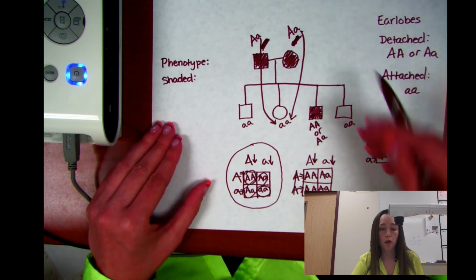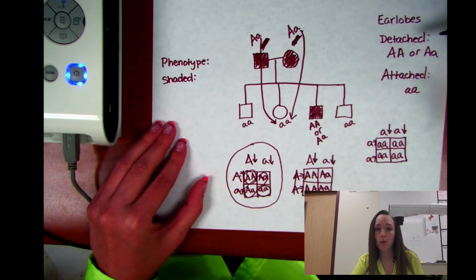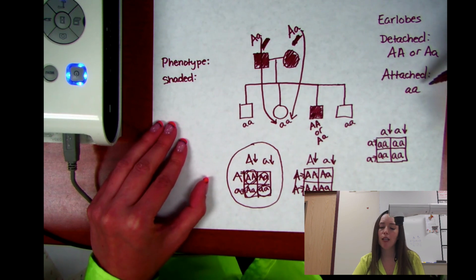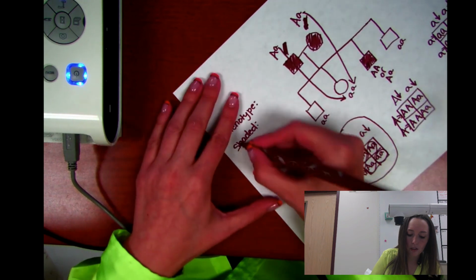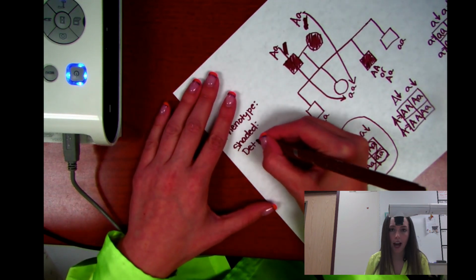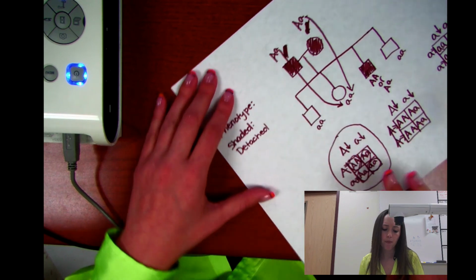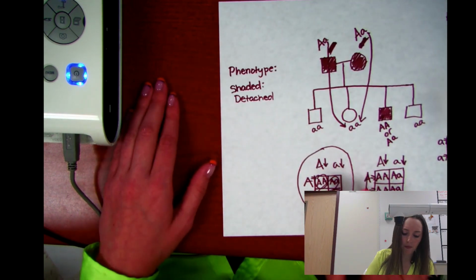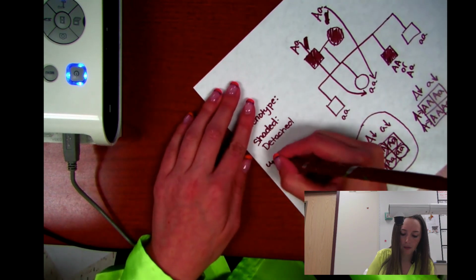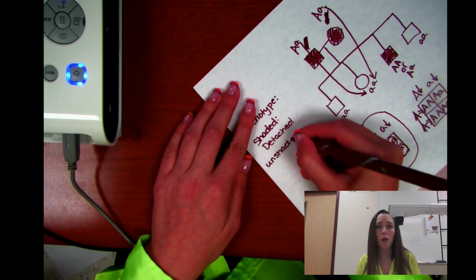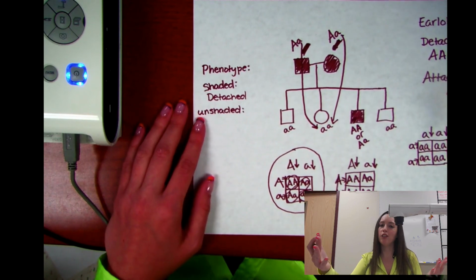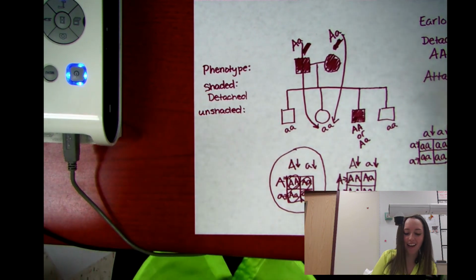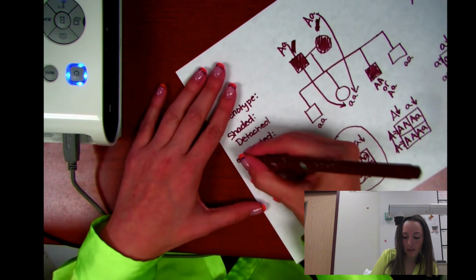So which would they have? Would they have detached earlobes or attached earlobes? You're very smart. They would have detached. Good job. So go ahead and just write detached earlobes. You could just say detached. And then the unshaded. Would they have detached earlobes or attached earlobes? Nice job. They would have attached. So they would have attached earlobes.